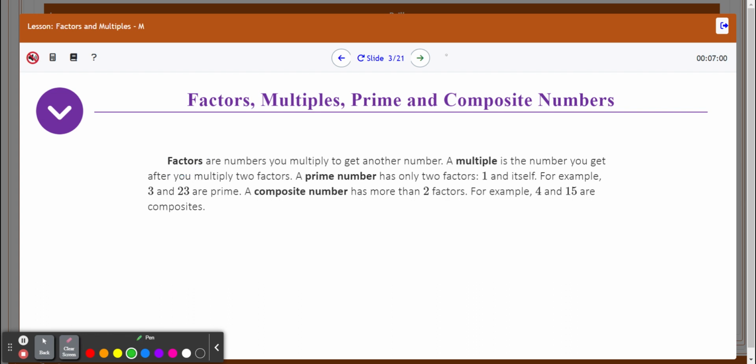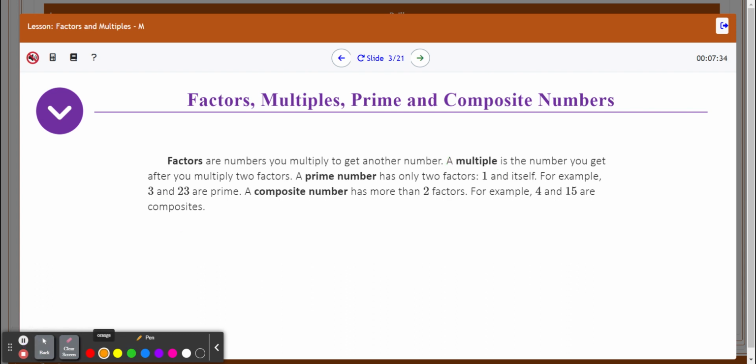Next, we have multiples. A multiple is the number you get after you multiply two factors. So let's say we start with the number 3. When we say, what are the multiples of 3? Well, 3 times 1 is 3. 3 times 2 is 6. 3 times 3 is 9. 3 times 4 is 12, and so on. So those are all multiples of 3. When you take a number and multiply it by another number, you get a multiple. So those are called multiples.